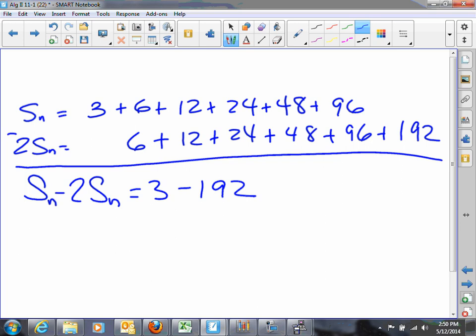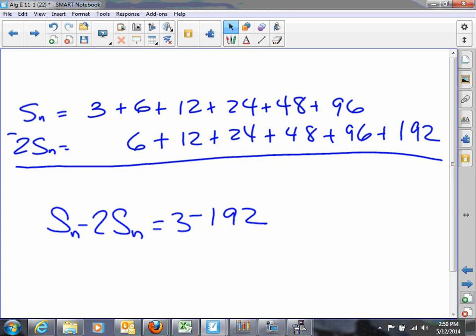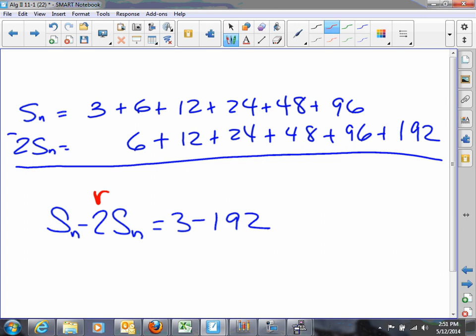Now, at this particular point, I'd like to point a couple of things out to you about this equation. So let's get a calligraphic pen here. I was doing blue, so let's try red here. This 2 here is actually r. Now, this 3 is actually a sub 1, and 192 is really a sub n times r.